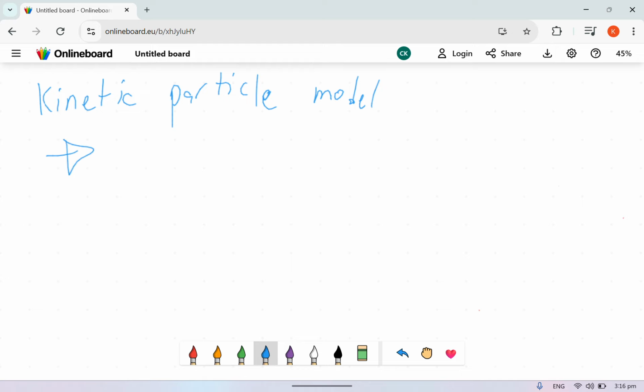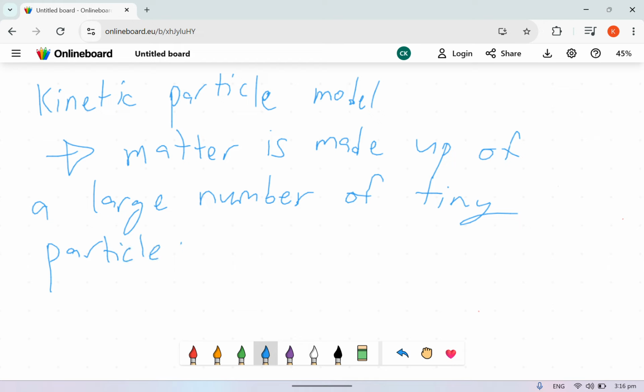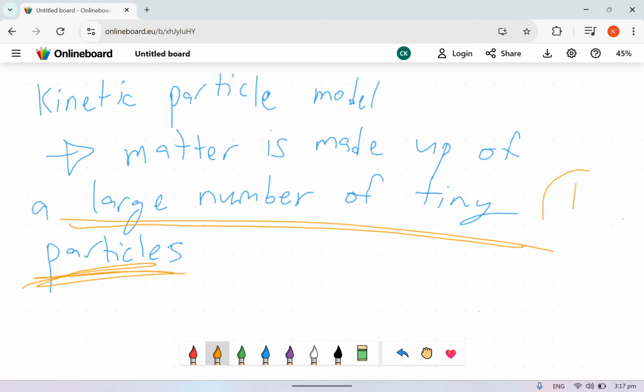states that matter is made up of a large number of tiny particles. Okay, this is first state. This is point number one. Whether if you're answering a question like an exam question, what is the kinetic particle model? You must say it states that whether it's point one, large number of tiny particles is point one.